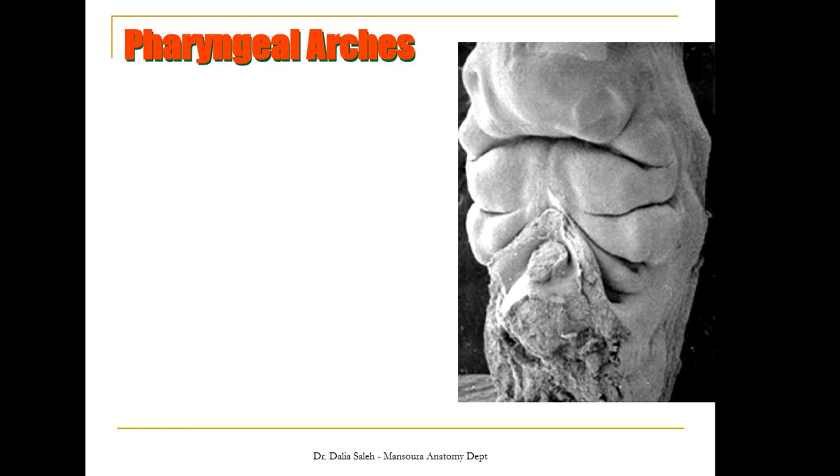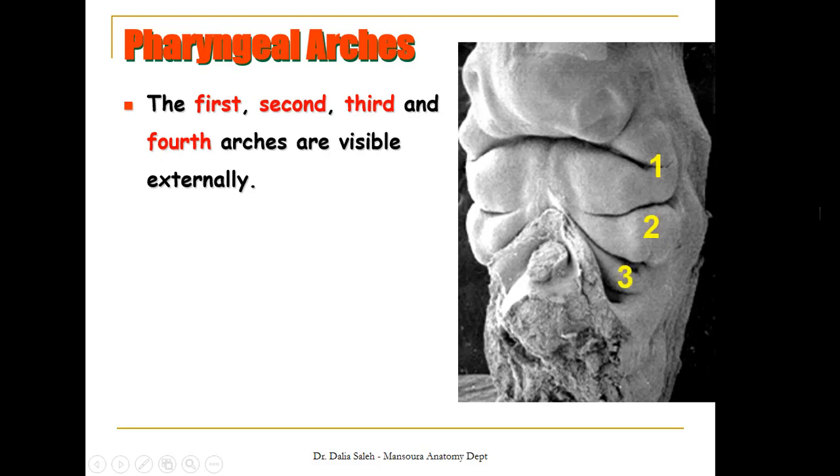This is another view of an embryo in an early stage of development. In the middle you can see the stomodeum, or the future mouth opening. Here are the two nasal pits that will form later on the nose, or the nasal openings. We can see the first pharyngeal arch with its two prominences, the maxillary and the mandibular. We also can see the second pharyngeal arch. Also, in this view, we can see the third arch and the fourth arch that are all visible externally.